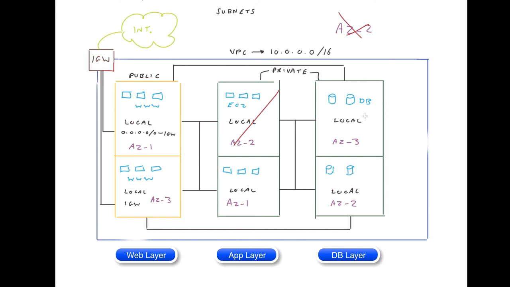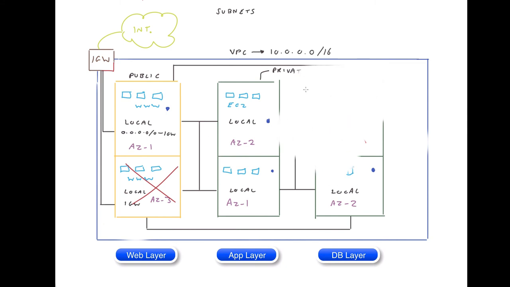Now, finally, just for clarity, if we take down availability zone 3, this web layer would go and also this database layer. So again, we still have at least one subnet in each tier or each layer of our infrastructure operational. So this is a much better design. This allows you to ensure your resources stay up and running should a failure occur in one of the availability zones. Before I move on to some security features, let me just clear the screen.